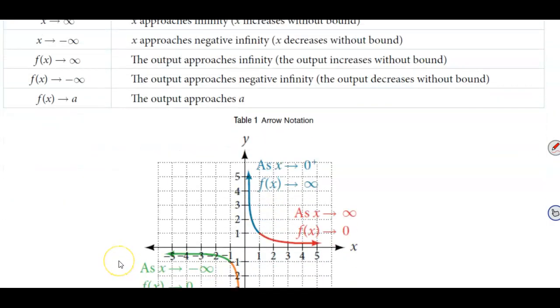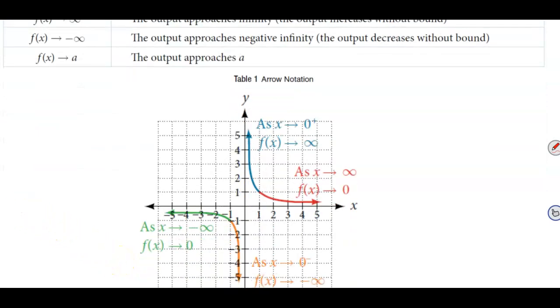So here is the arrow notation. If we take a look at the first one, which is in blue, you can see that the arrow is going up. So what it's saying here is, as x is approaching 0 from the right, which is the reason why it has a plus, then that means the function is going up, meaning the output is going towards positive infinity.